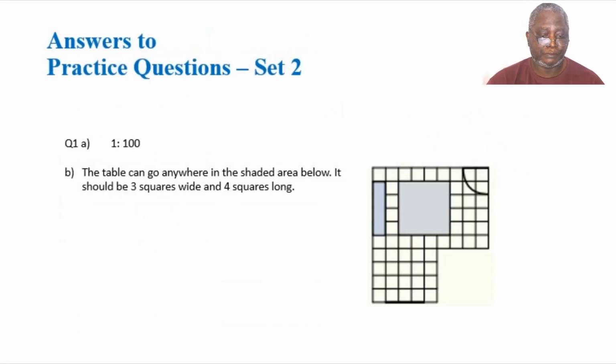And your answer for practice question 2. Question 1A, 1 to 100. That's the scale. And then B, the table can be anywhere in the shaded area below. It should be 3 squares wide and 4 squares long. You're getting it now, aren't you?